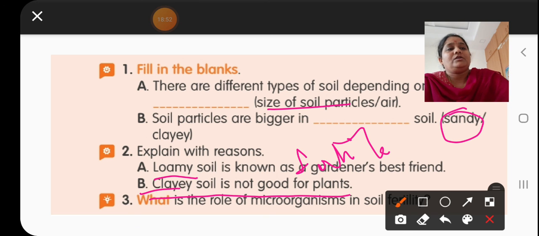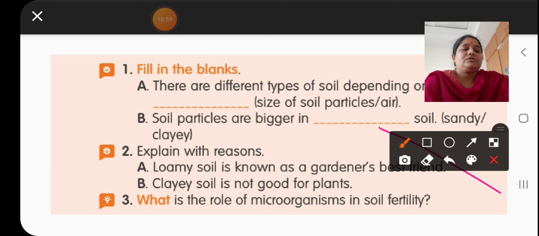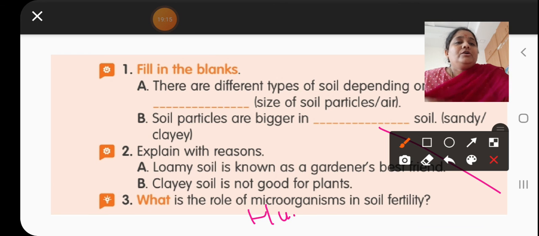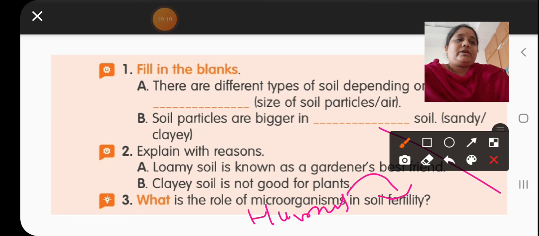Now this is one more important question. What is the role of microorganisms in soil fertility? As the microorganisms decompose the organic matter, the waste materials of plants and animals, they increase the soil fertility. Microorganisms increase the humus level present in the soil and make the soil more fertile. So the more microorganisms are present, the more fertile soil we will get.